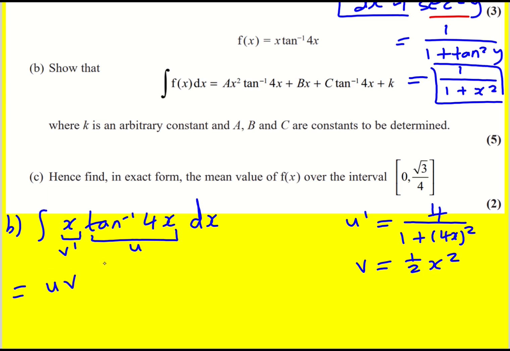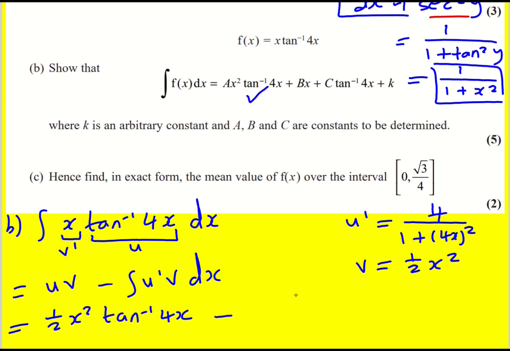So then we use our formula. This is in the formula book, uv minus the integral of u dash v. So that will give me a half x squared inverse tan of 4x. All right, we've got that term sorted. And then I'm minusing u dash times v. Okay, well that will become, let me write it out. Don't want to skip too much. 4 over 1 plus 4x squared, multiplied by a half x squared.